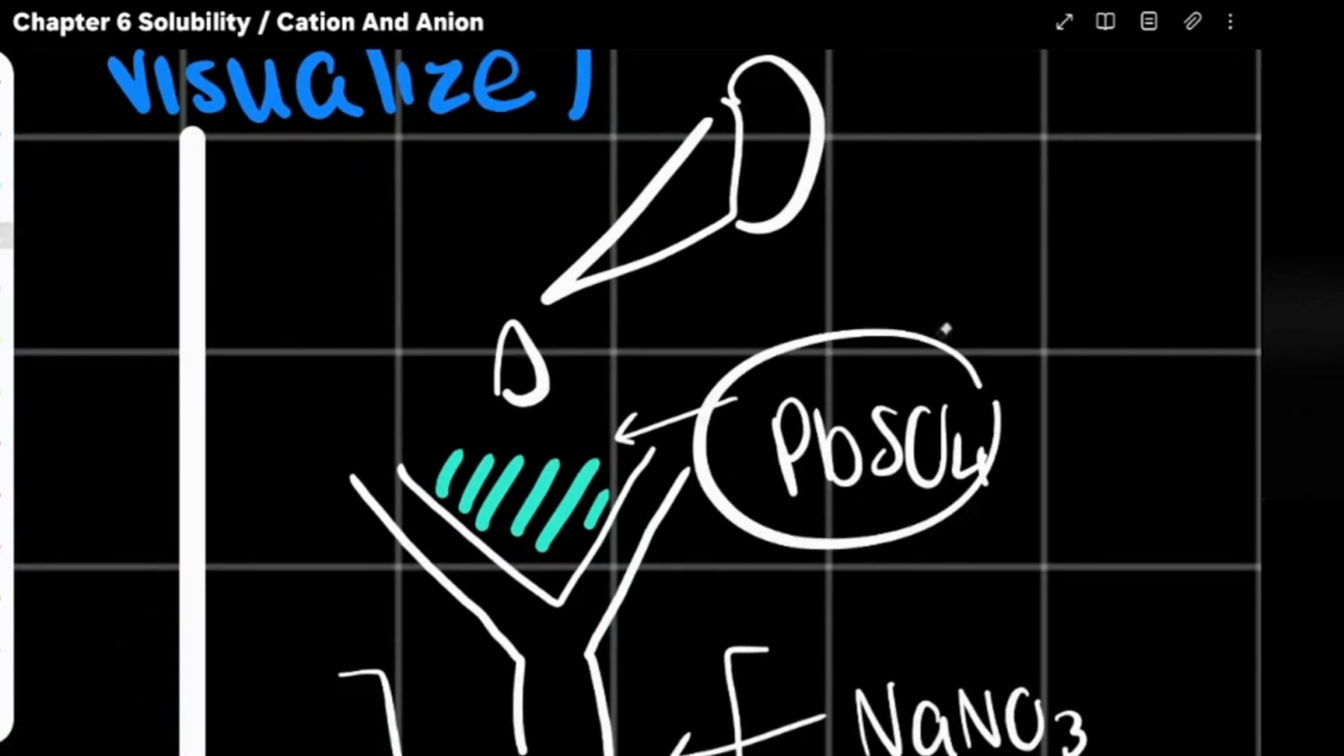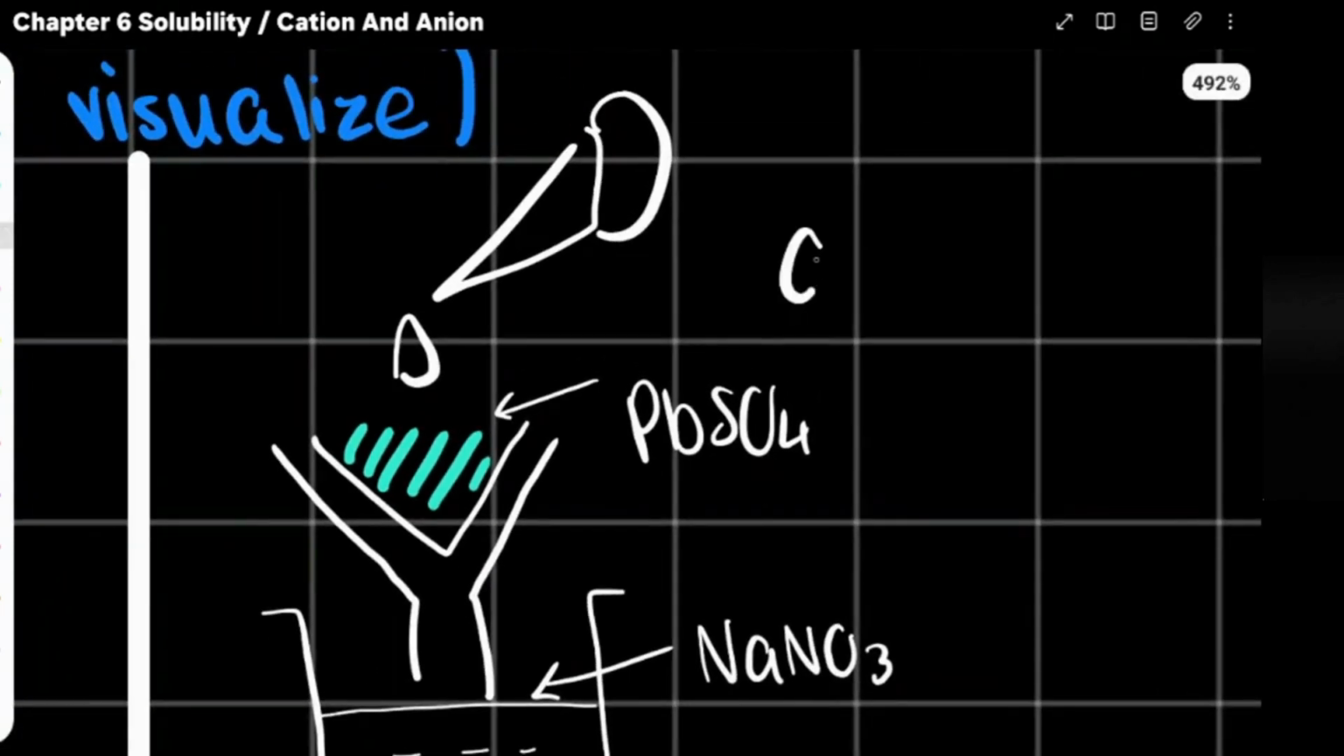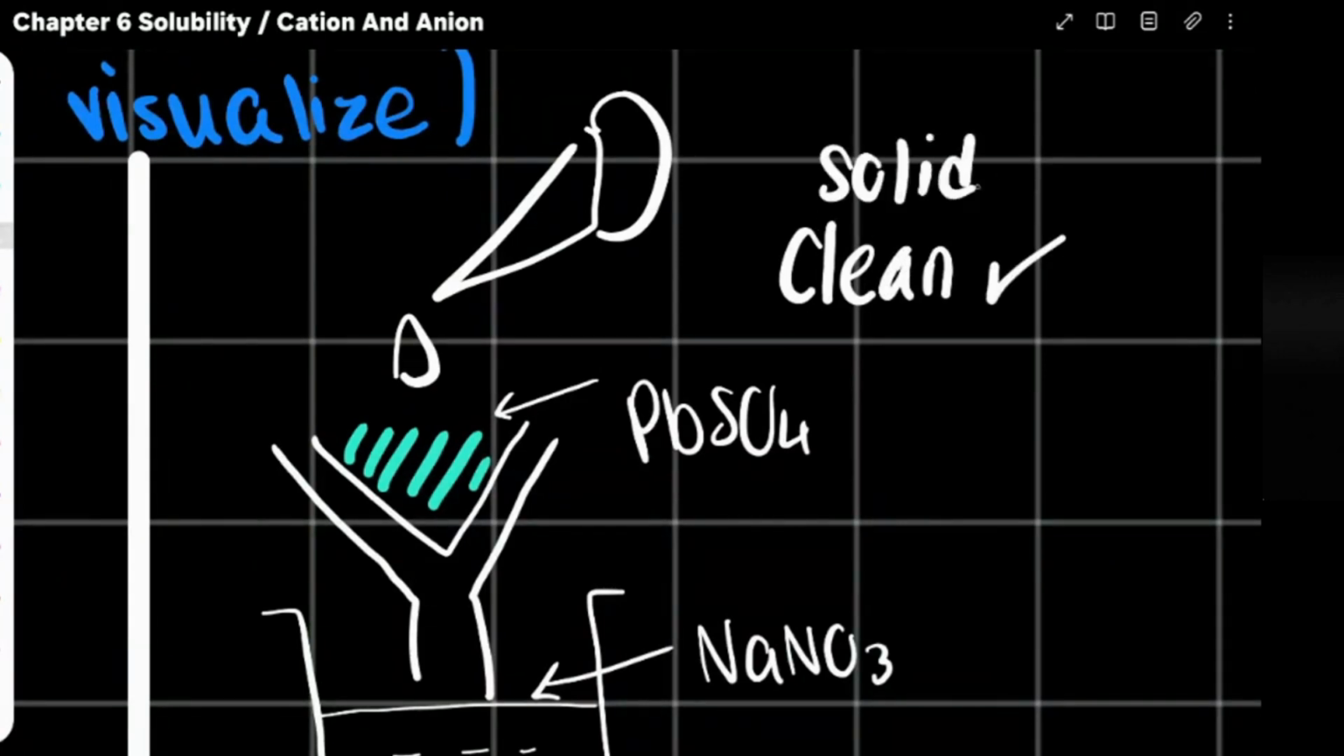You have to drop water droplets on it so that you can clean it. Okay, you can clean it. So that's the meaning of clean. Okay, first you're done with clean, check. You're done with solid, right? It's solid now, right? Check.